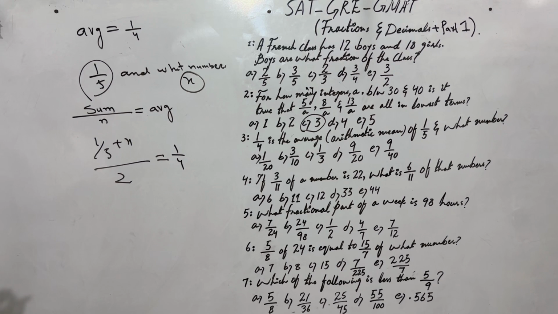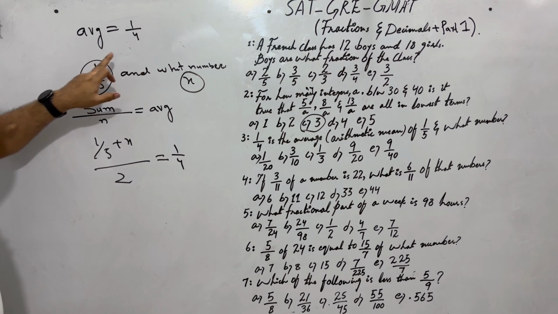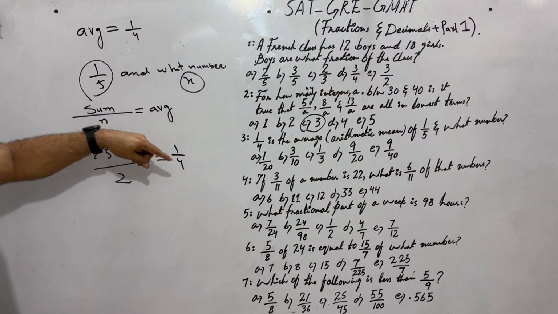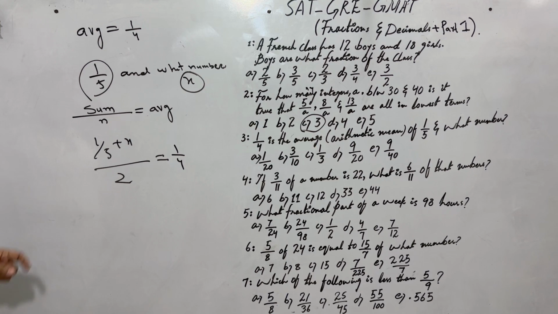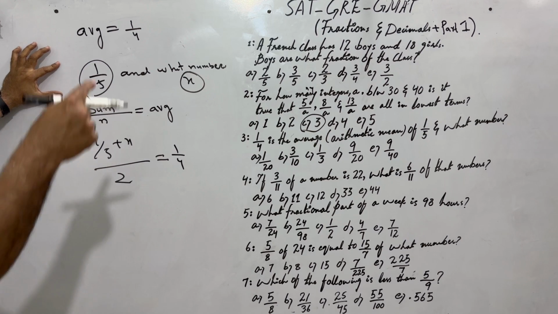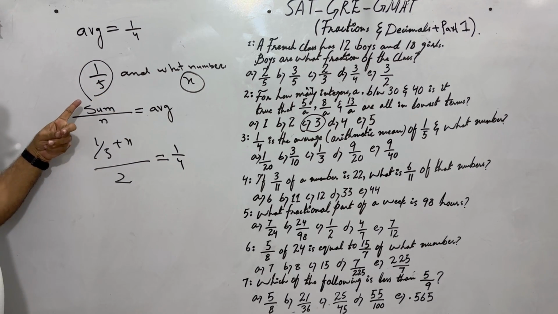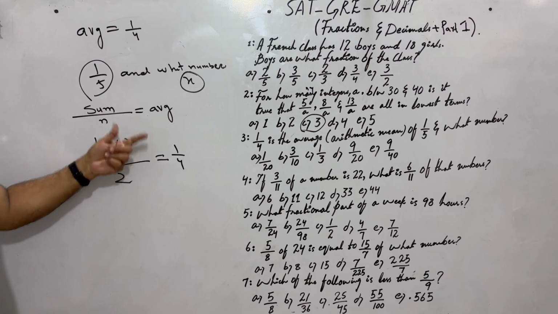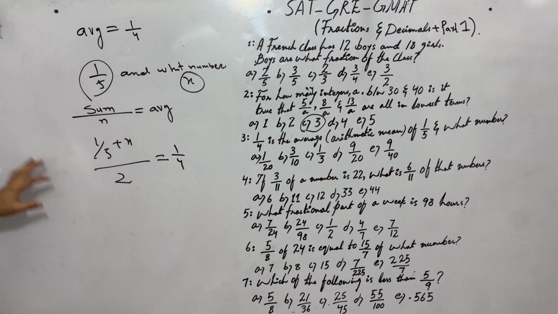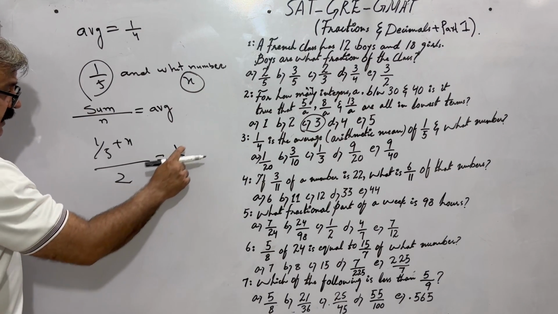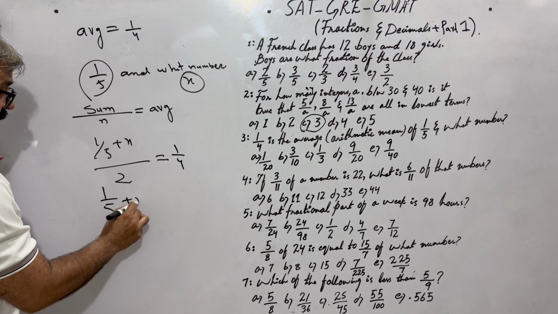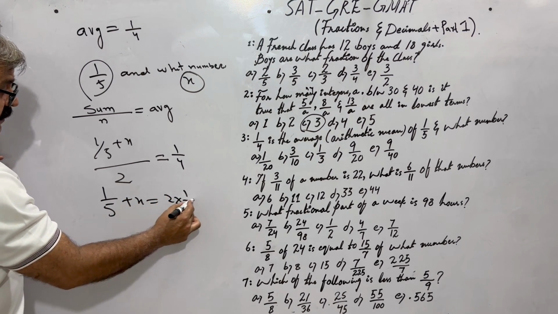We are asked to find: if 1 over 4 is the average of 1 over 5 and what number? That's our A, that's our B. 1 over 5 plus x is the sum, and these are the numbers. The average is 1 over 4, solve for x. From division to multiplication, shift to here. Here remains 1 over 5 plus x is 2 times 1 over 4.